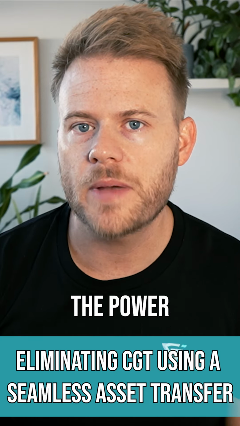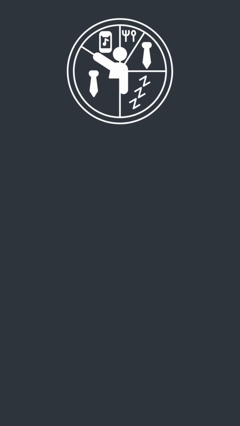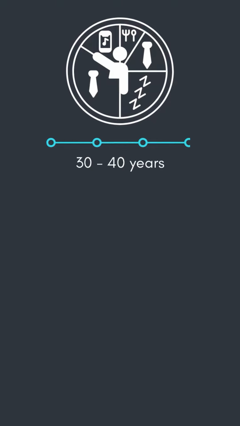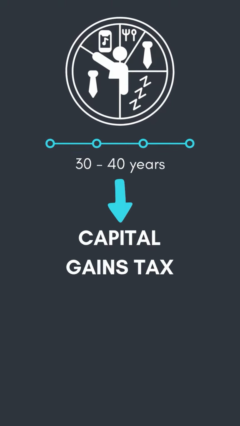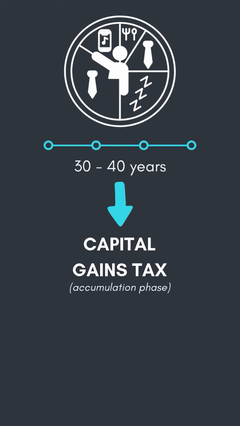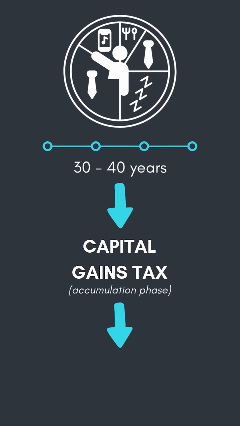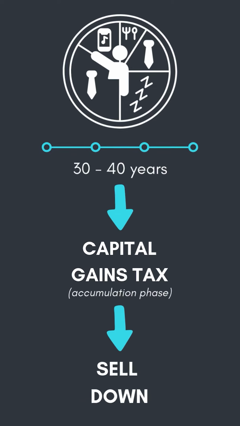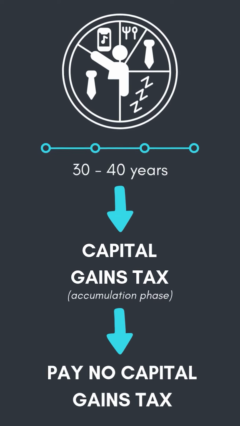So if you think about the power of that, we're probably going to be working what? The average person works 30, 40 years. That is a big amount of capital gains tax that you can accrue in accumulation phase, transfer to an account-based pension, sell down, and pay no capital gains tax.